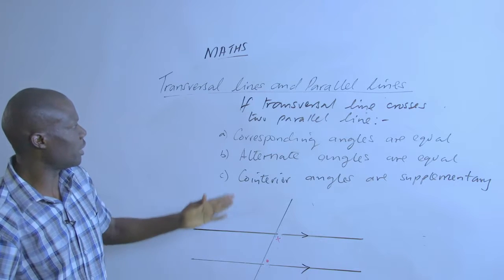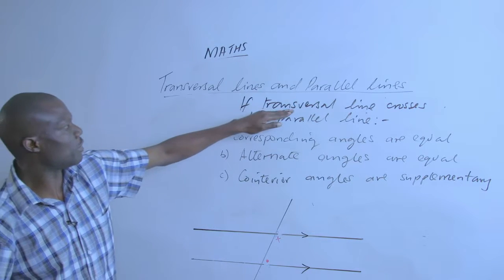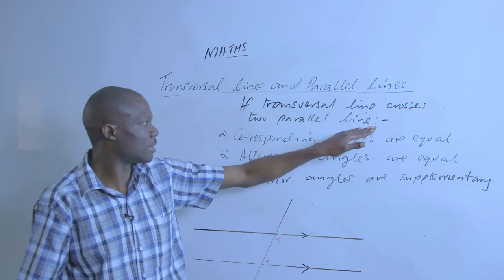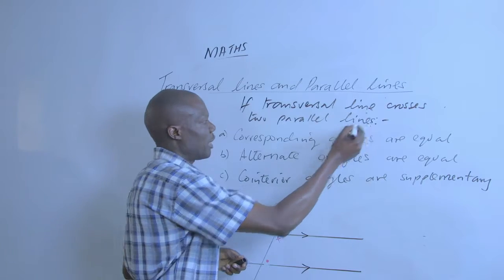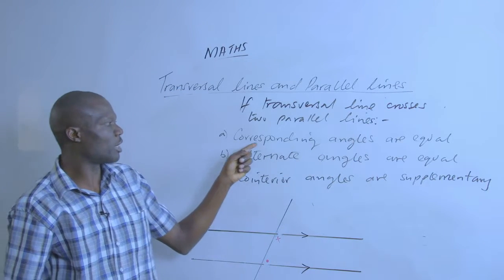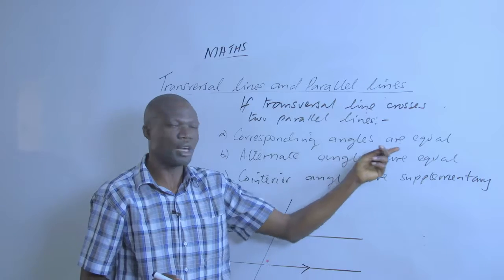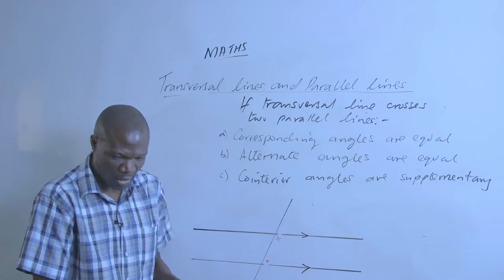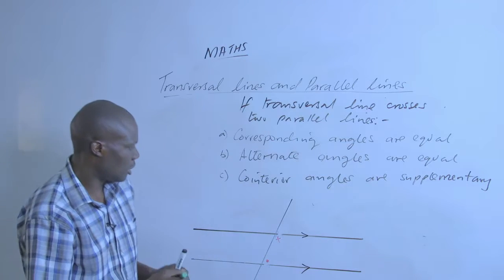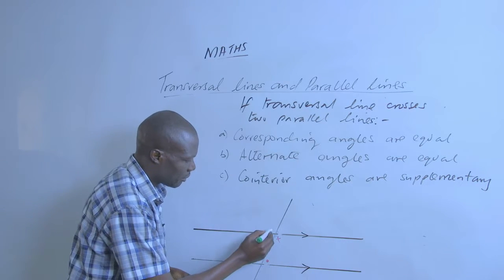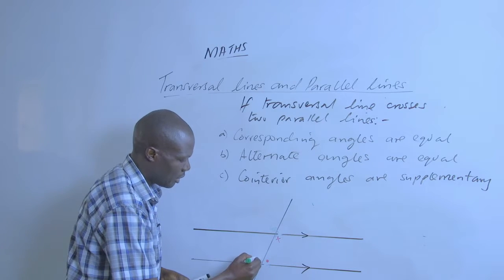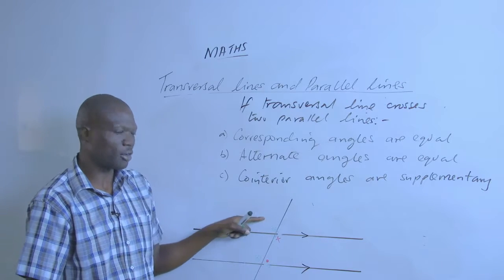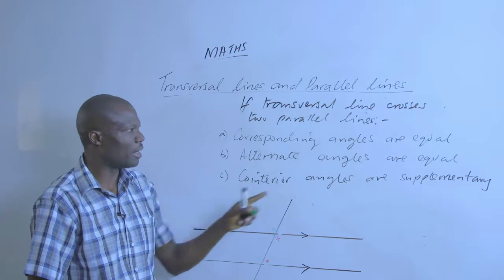So we want to say that, in general, if a transversal line crosses two parallel lines, then corresponding angles formed are equal. Corresponding angles for this particular case here, I'll use green to mark, is like this, A and B. These two angles are corresponding and are equal.